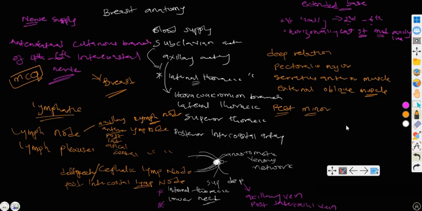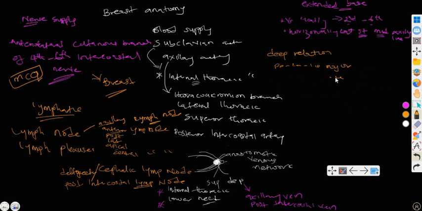After knowing the lymphatic drainage of the breast, let us also see the development of the breast. How does the breast develop? The breast actually develops from the milk line. Let's see the structure.